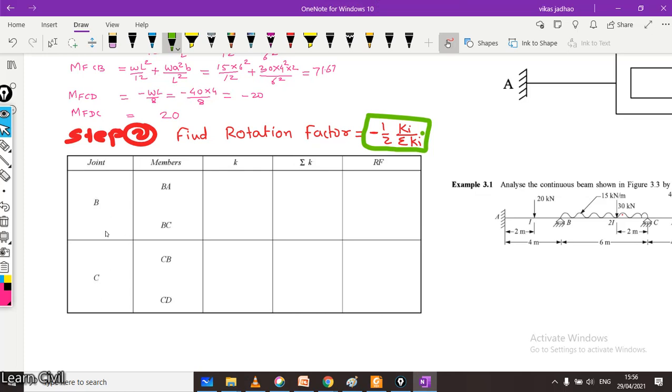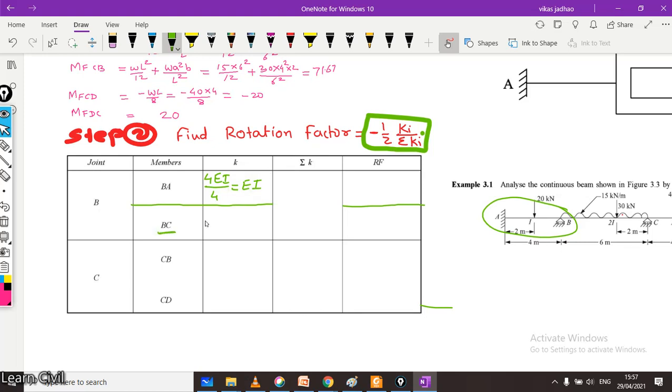In column number 1 write down the joints, in column number 2 write down the members, and in column number 3 we have to find out the stiffness for the particular member. So for joint B and member BA, the stiffness will be equal to 4EI upon L. We have L equal to 4 meter, so this will be equal to EI. So stiffness for BA will be equal to EI.